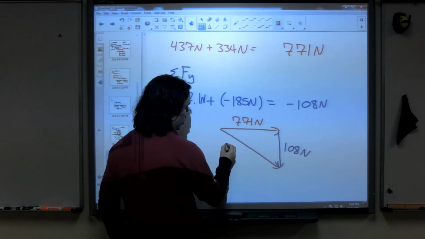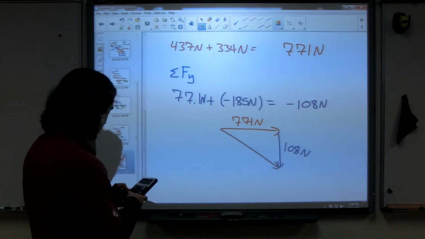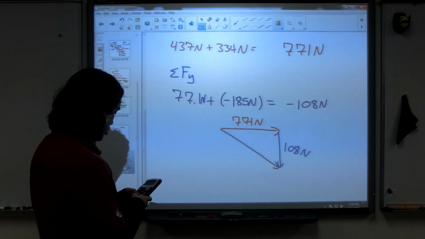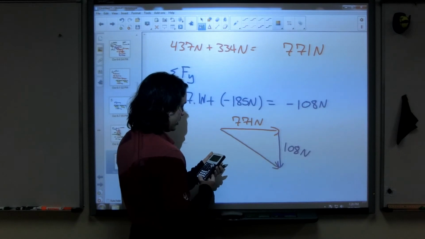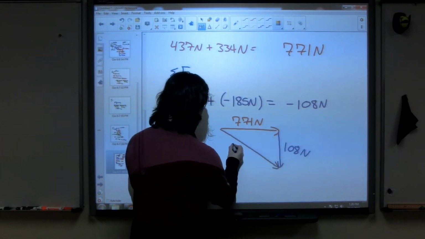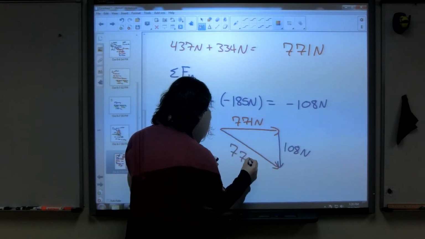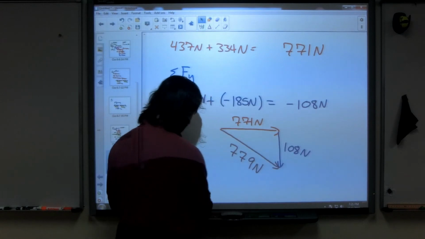Now we can find our total force, which is what we're looking for. You can use Pythagorean theorem. 771 squared plus 108 squared. Again, even if I have this as a negative, when I square it, the negative goes away. And then I'm going to take the square root, and I end up with 778.5, which I could call 779 to 3 significant figures.